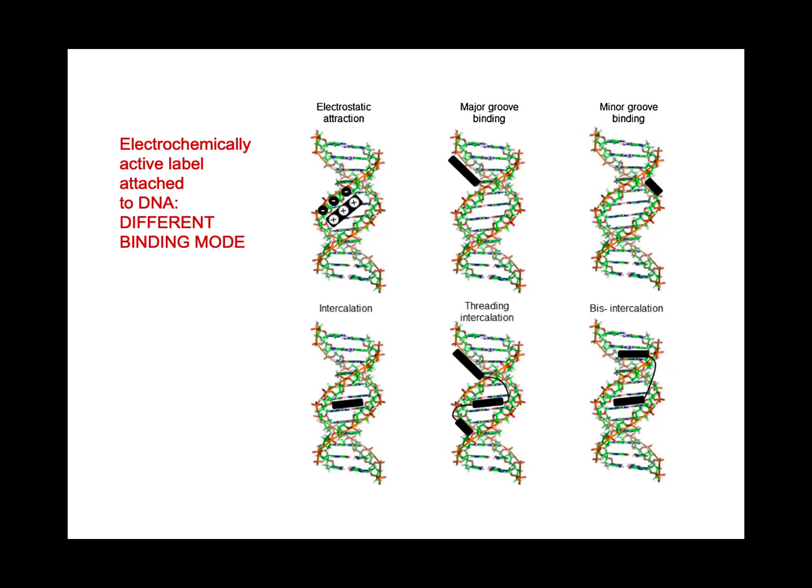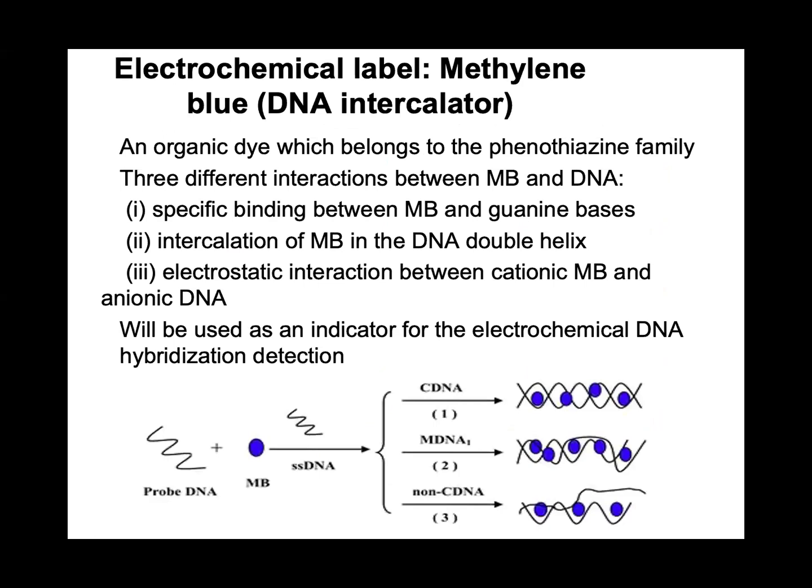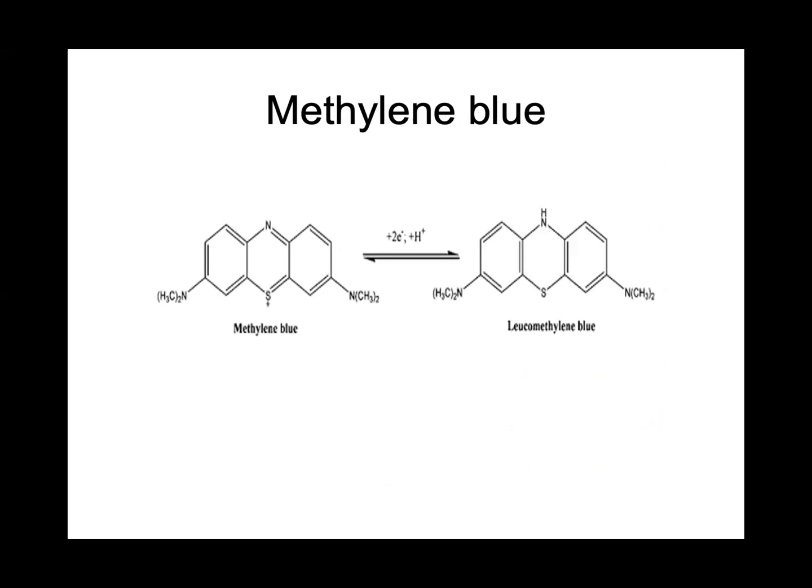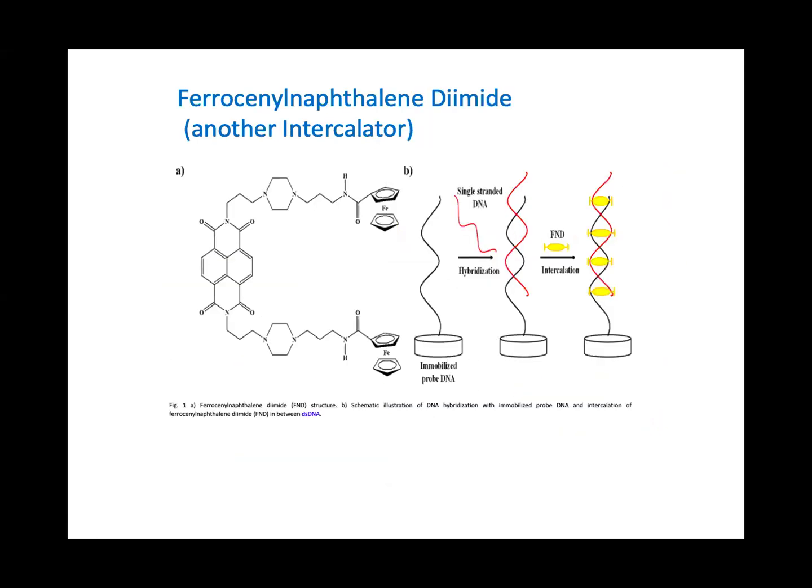Let me show you examples of intercalators and groove binders. This is an example of an intercalator. Most common is methylene blue, and this is the structure of methylene blue. If we look at the structures of other intercalators, you can see that they tend to have a benzene ring. This is another intercalator, ferrocene, FND, in short, ferrocenyl naphthalene diamide.